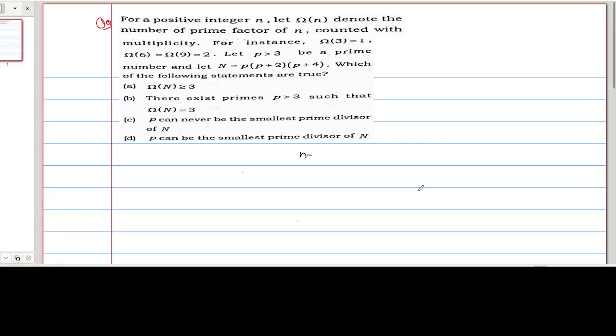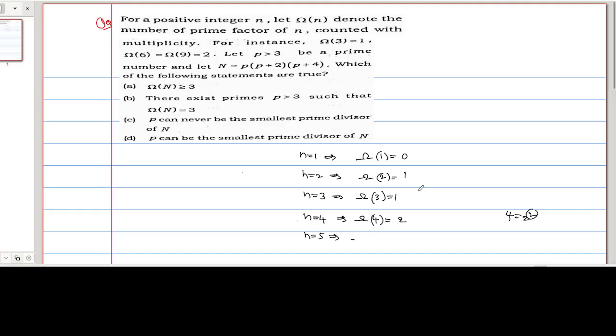Suppose I take n equals 1. What is omega of 1? There is no prime factor of 1, right? So that means 0. n equals 2: how many prime factors of 2 with multiplicity? Only 1. n equals 3: only 1. Suppose n equals 4. This 4 can be written as 2 squared, therefore 2 is repeated twice, so omega of 4 is actually 2.